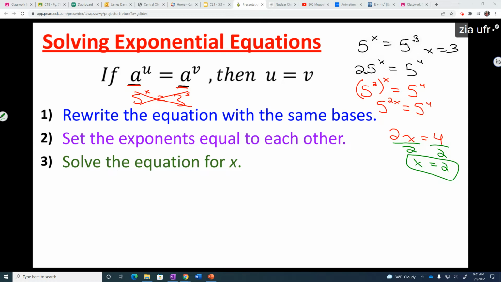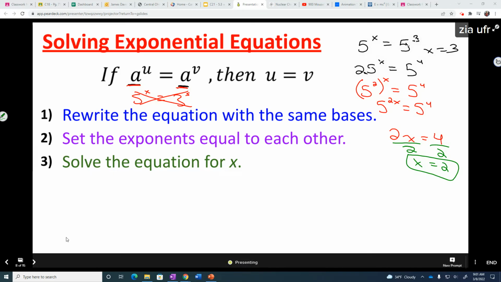So that's the gist of what we're going to do today. We'll get a little bit harder than that, but this is the concept. We're going to take something, try to write it with the same base, do whatever exponent rules we need to do, set the exponents equal to each other and solve it. All right, so the rest of it is just going to be some examples to practice here.